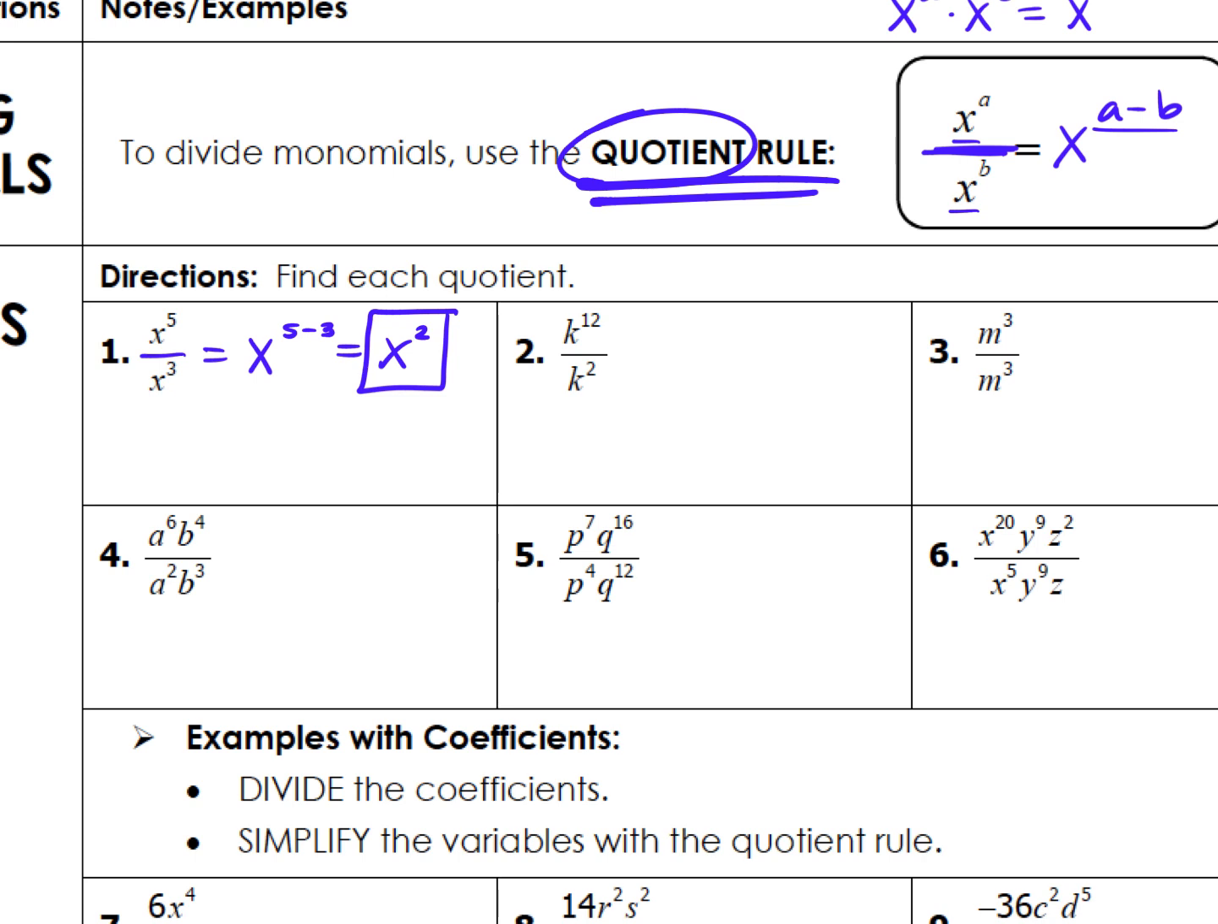What is it, Aiden? Well, you can tell me. I'm going to be your neighbor. No, you can do it. I believe in you. Okay.